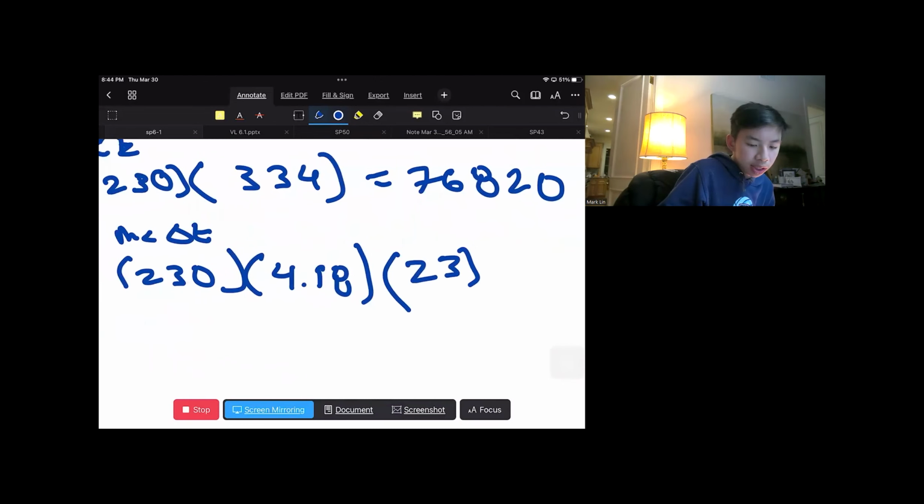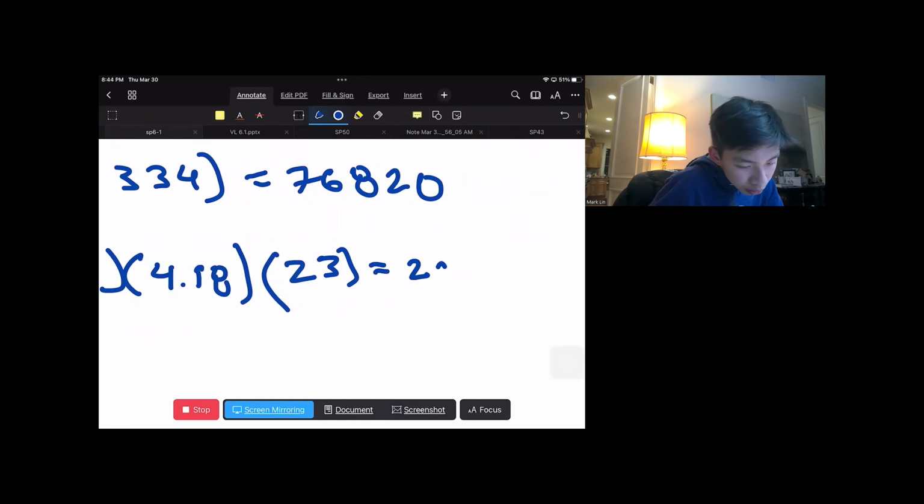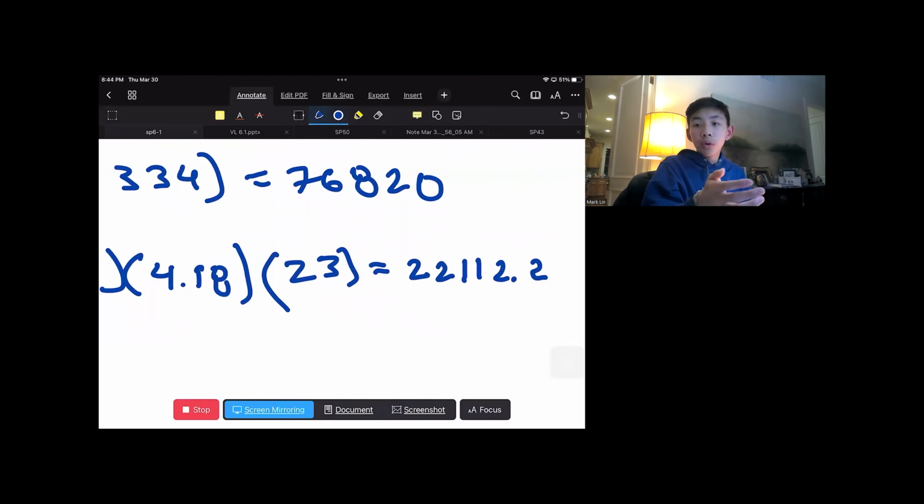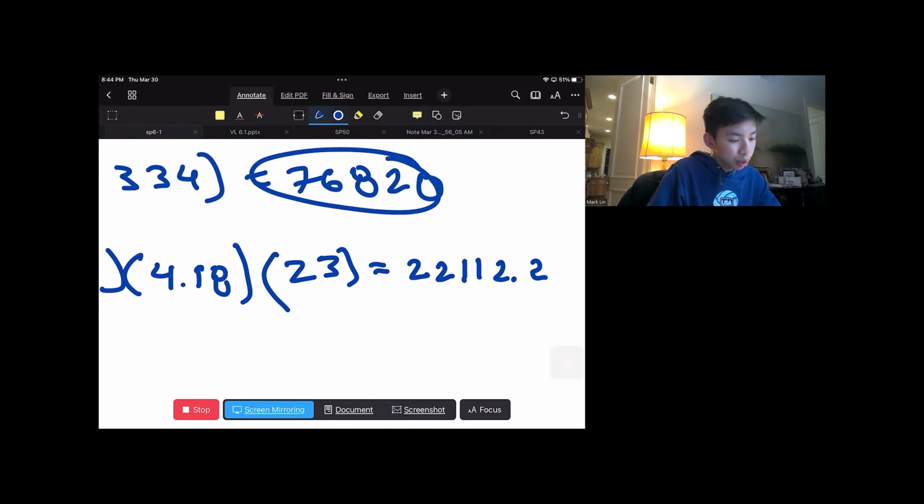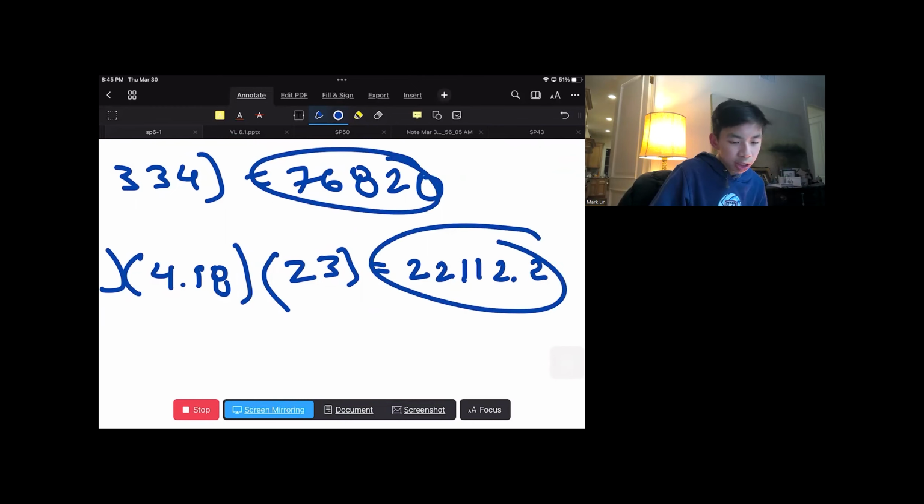So we multiply this out together, 230 times 4.18 times 23. You're going to get 22,112.102. And then to find the Q total, the total amount of heat released, we just add both of them together: 76,820 plus 22,112, and we get 98,932.